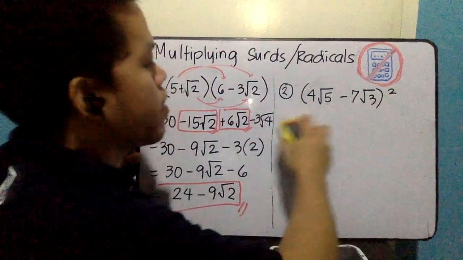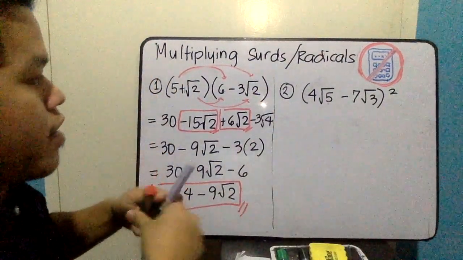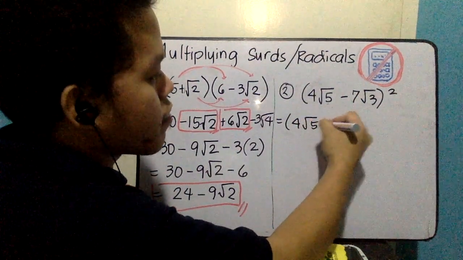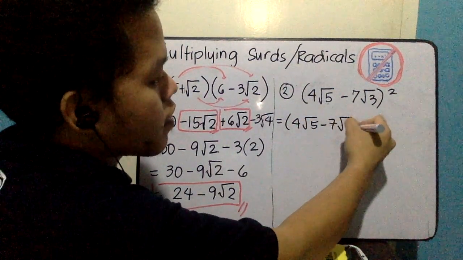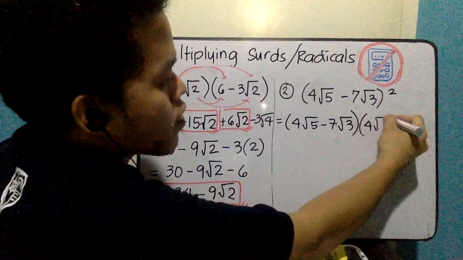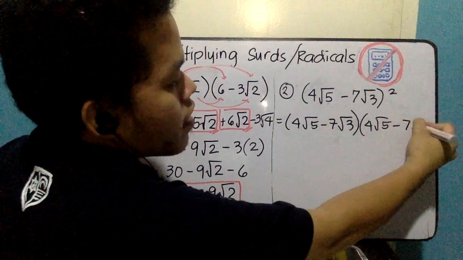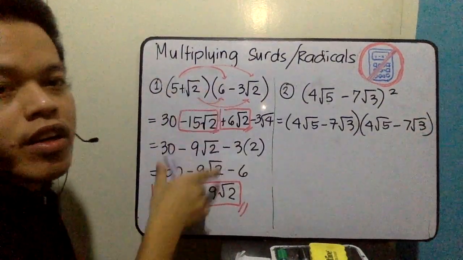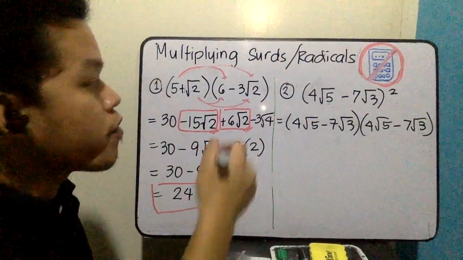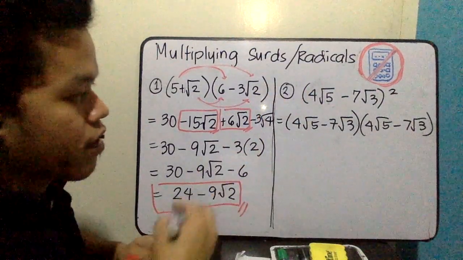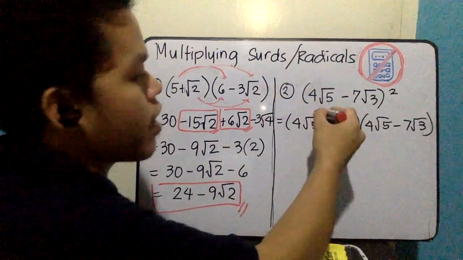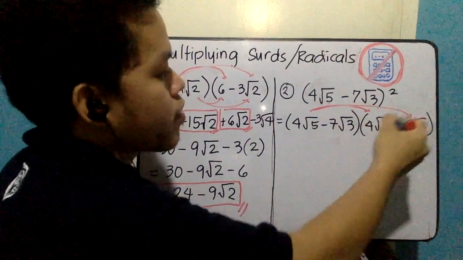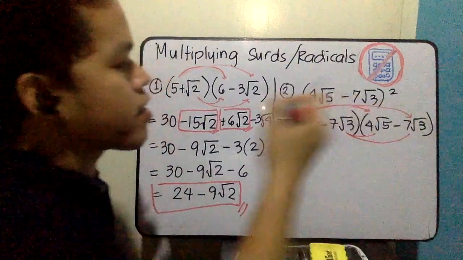Let's expand the expression first. That means we can have 4 square root of 5 minus 7 square root of 3 multiplied by 4 square root of 5 minus 7 square root of 3. Okay, just like what we have done in the first example, you use FOIL method. Okay, let's use FOIL method, and let's begin with the first to first term, outer to outer, inner to inner, and last to last.